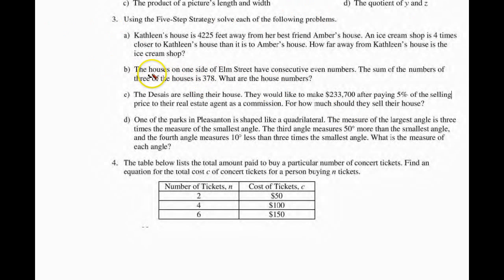Again, we're going to read it carefully. The houses on one side of Elm Street have consecutive even numbers. The sum of the numbers of the 3 houses is this. What is the house number?